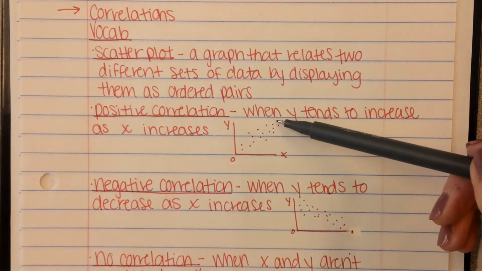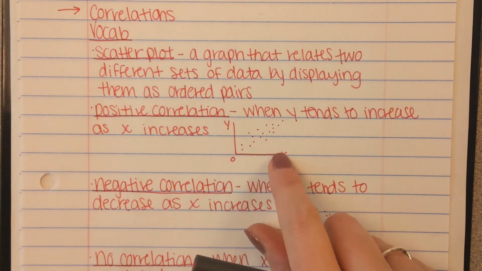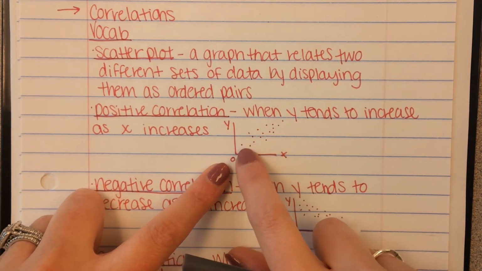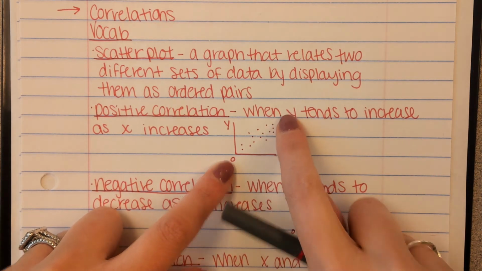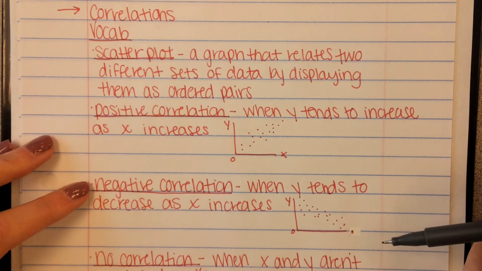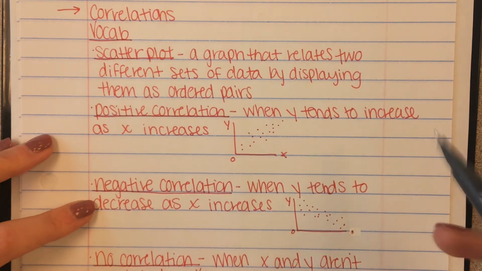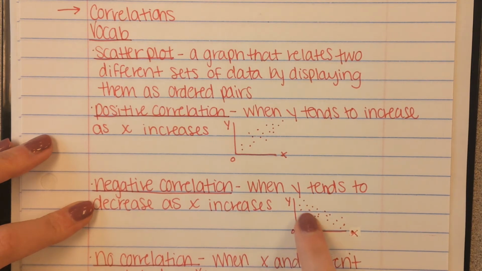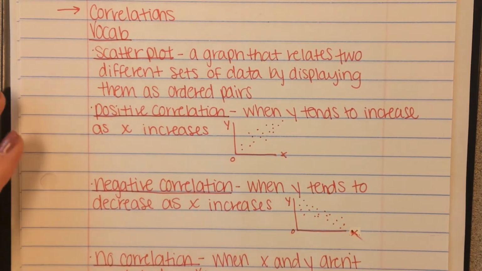A positive correlation is when Y tends to increase as X increases. So as X gets bigger, so does Y. And this is what a positive correlation could look like. You can see a definite pattern going up to the right. A negative correlation is when Y tends to decrease as X increases. So as X increases, Y decreases. And that gives you this negative slope down to the right.